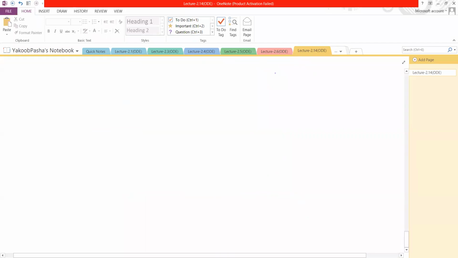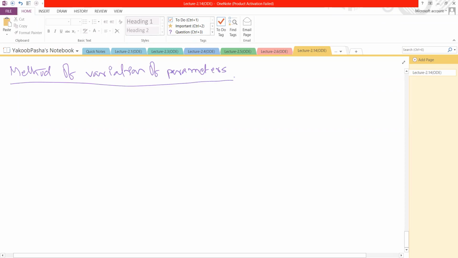Now I'm taking another important method called the method of variation of parameters. Method of variation of parameters. Okay, now this is one method. This method is used when the complementary function is known or it is easy to find, and the particular integral is difficult to find.